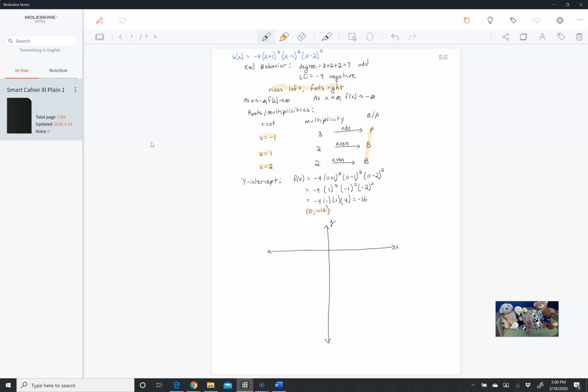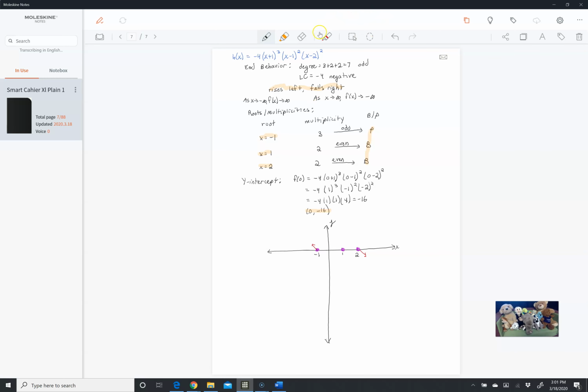So the first thing that we're going to mark off are the roots. So we know that we have a root at -1, we have a root at 1, and we have a root at 2. And we're going to mark those off right now. -1, 1, and 2. So that came first. Then we're going to do our end behavior. So it rises on the left and falls on the right. So here's our rising, here's our falling.